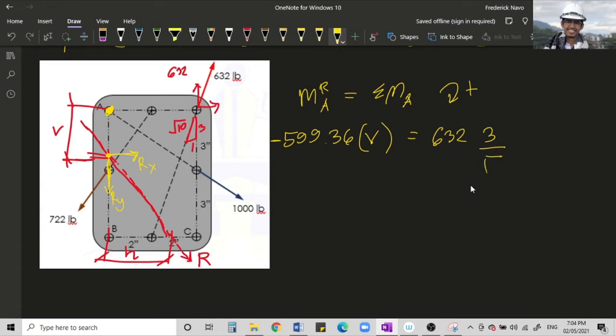Okay? So, that is square root of 10. Yan. So, going counterclockwise siya, kaya negative din ito. Okay? So, this is negative.